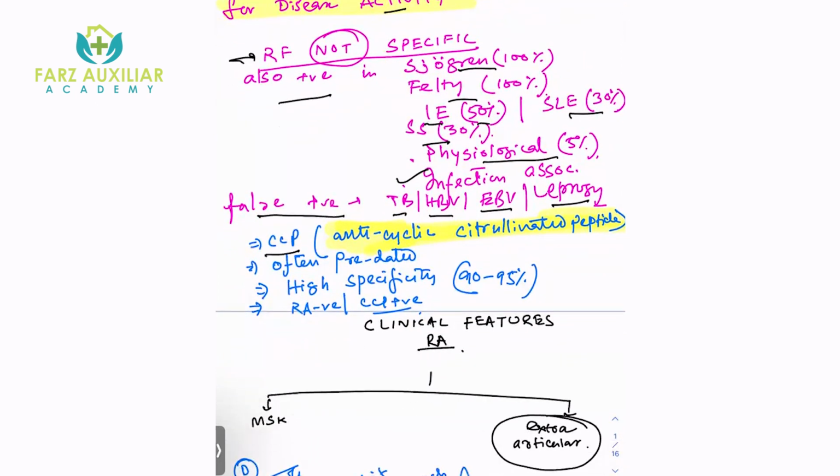Now, coming to the CCP, I have seen questions where they have asked for the full form of CCP in part 1. So be a little bit careful about that. That is anti-cyclic citrullinated peptide. This is something you need to tell. And then always remember, it often predates the disease. What does that mean? CCP may be positive even much before the disease is there. So this is something you need to remember. The specificity is very important. In 90 to 95% of cases, it is specific.